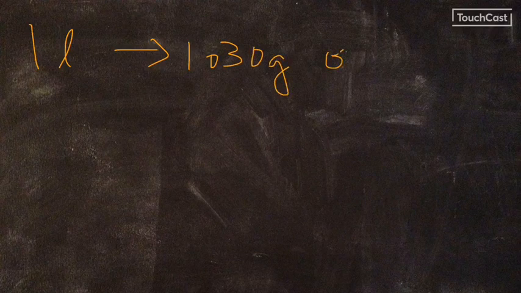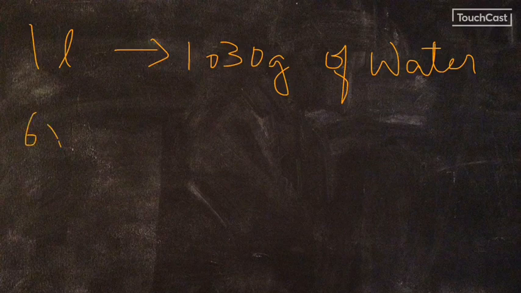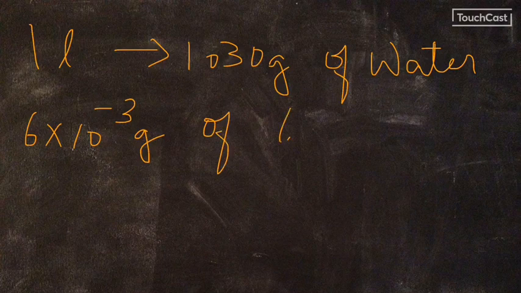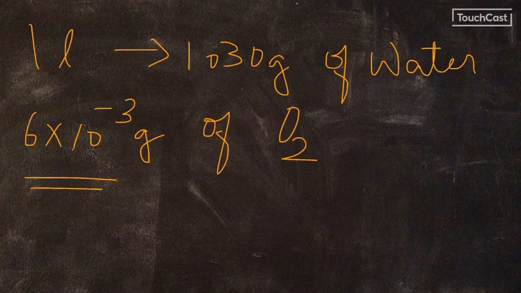Suppose 1 liter of seawater. 1 liter of seawater means 1030 gram of water contains 6 into 10 raised to minus 3 gram of oxygen dissolved in it. So we have 6 into 10 raised to minus 3 gram of oxygen dissolved in 1030 gram of water. We are going to express this in terms of parts per million.